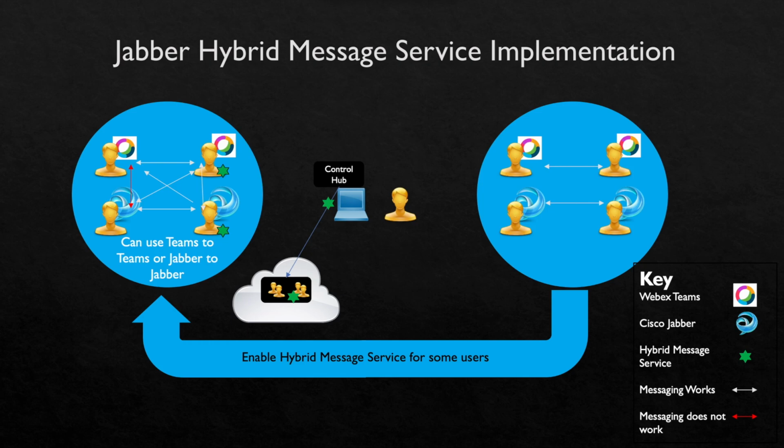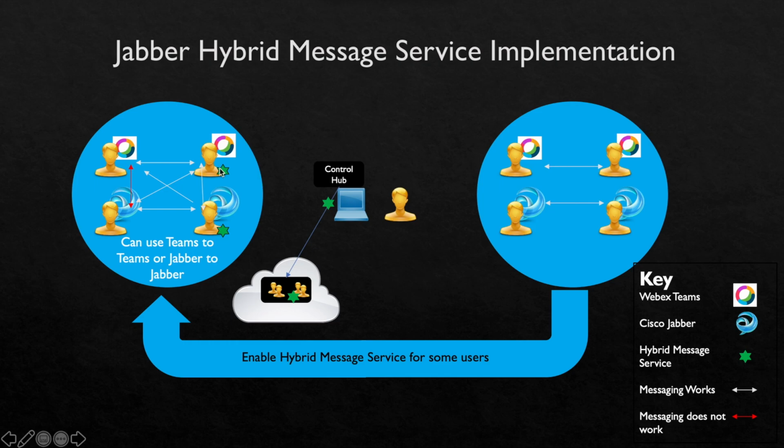So just like without hybrid message service, Webex Teams can send messages to Webex Teams. Jabber can send messages to Jabber. So if the service is enabled, you expect that behavior to continue, right? Webex Teams can send it to Webex Teams. Jabber can send it to Jabber. But what you also get is now Jabber can send messages to Webex Teams, hence the up arrow, and Webex Teams can send messages to Jabber. There's your down arrow, right? And this is for those who have it enabled.